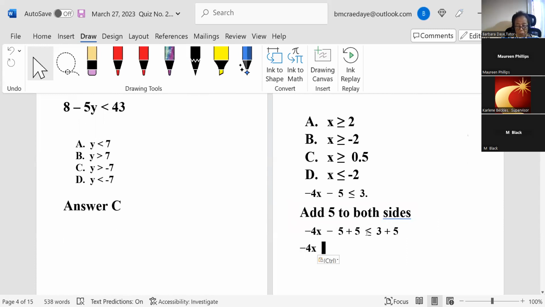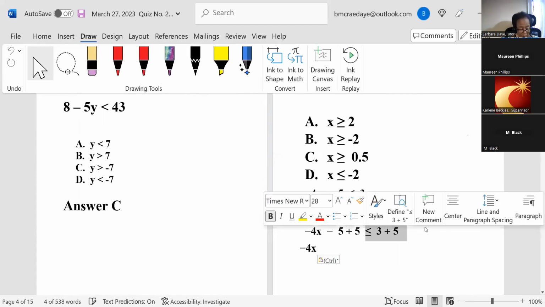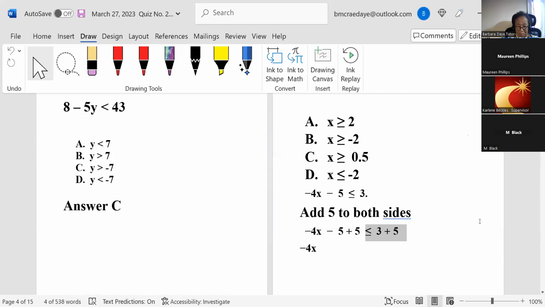And what do you have on the right side of the inequality? On the right side, I would cancel. Wait a minute. That says 3 plus 5. Oh, no, sorry. I was looking at the 5 and 5. Yeah, we're looking at the right side now. So what's 5 plus 3? It's 8. So we add the 5 and the 3, and we get 8.